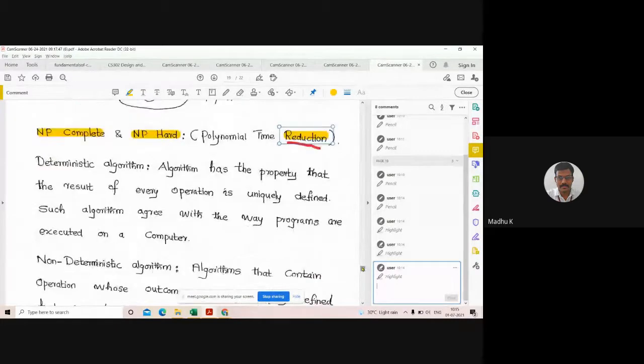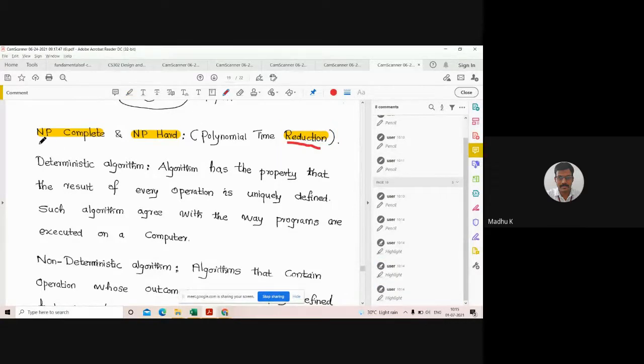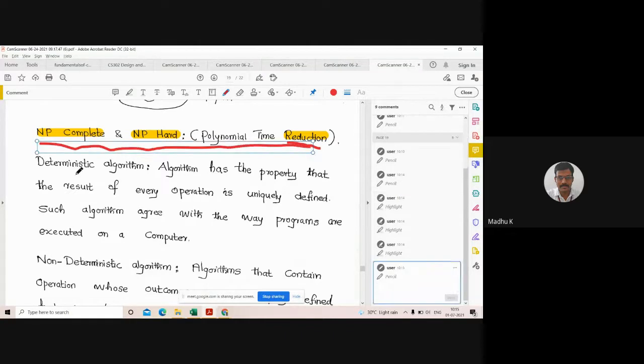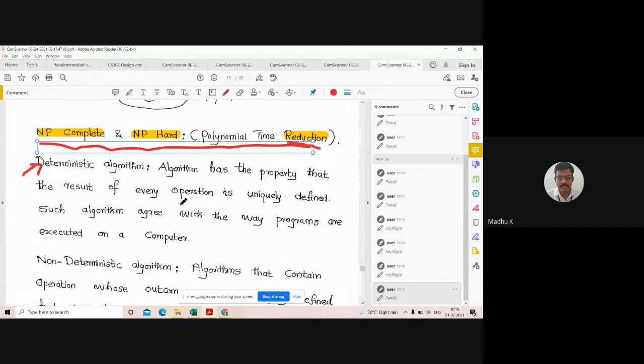In this topic, we want to study first what is meant by a deterministic algorithm. What is a deterministic algorithm? An algorithm has the property that the result of every operation is uniquely defined. Such algorithms agree with the way programs are executed on a computer. This is the definition of a deterministic algorithm.